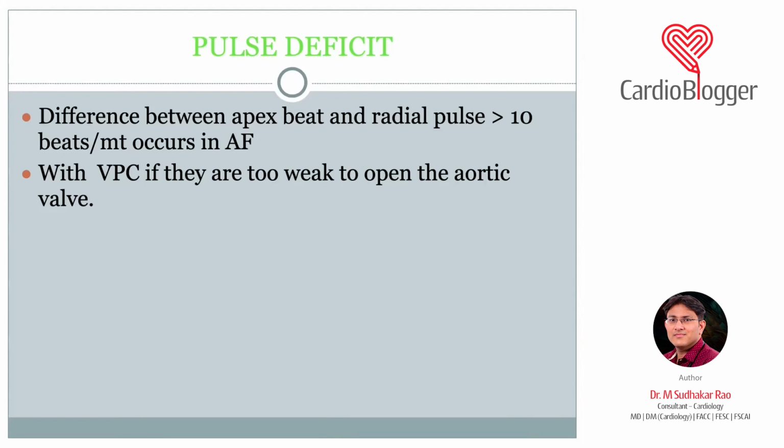You can also do it with a single examiner. How can you do it? You feel for the apex and feel for the pulse, and you see the number of discrepancies between the two. If the number of discrepancies is more than 10, it means an apex pulse deficit. But it is always ideal if you are able to do it with two people.